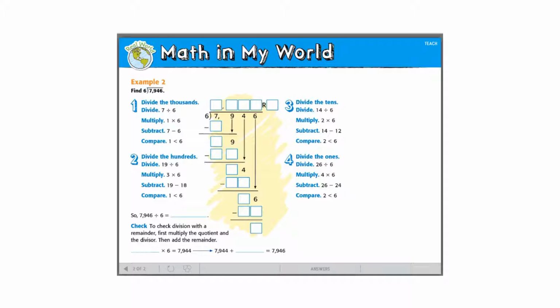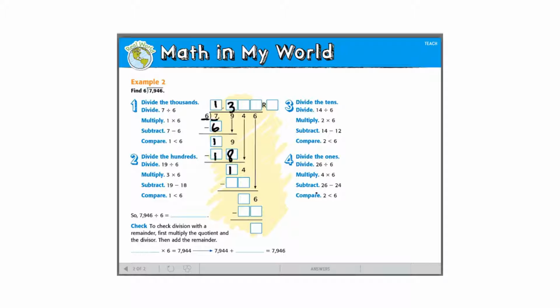Okay, example number 2. This number goes into the thousands. So we're dividing 6 into 7. That fits once. 1 times 6 is 6. Subtract 7 minus 6 and we get 1. Next step is bring down. So we bring down the 9. So now we have 6 into 19, which goes 3 times. 3 times 6 is 18. 9 minus 8 is 1.